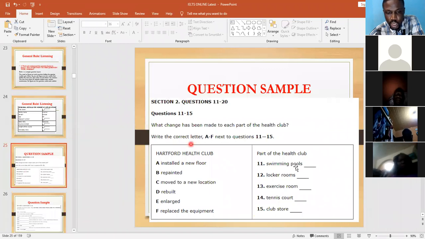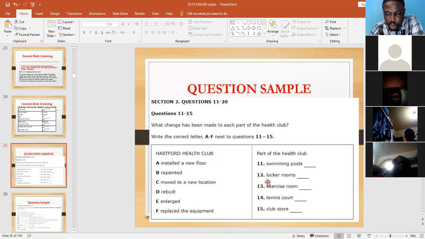Okay, this is a matching task question. This thing is saying, write the correct letter A to F next to question 11 to 15. So discussion will be around part of the Earth Club. Possibly the swimming pool has a new floor that has been installed, or the swimming pool has been repainted. You will listen out to the audio to pick out how to match the alternating happenings or occurrences to this question. That's what I mean by question layout.